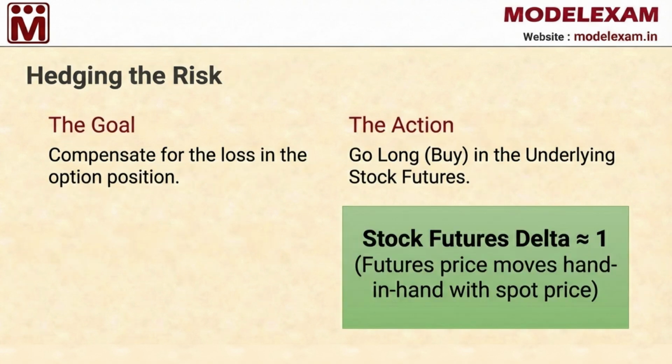To handle this, we need to focus on hedging the risk. Our goal is to find a way to gain money that covers the loss in our option position. The action we take is to go long, which means buying the underlying stock futures. We do this because stock futures have a delta of roughly 1. This is because the price of a futures contract usually moves hand in hand with the actual stock price.